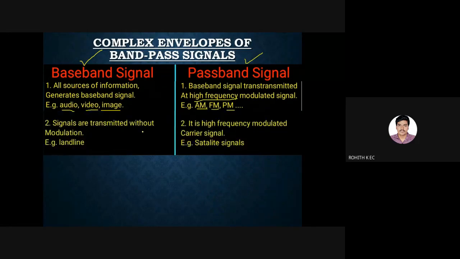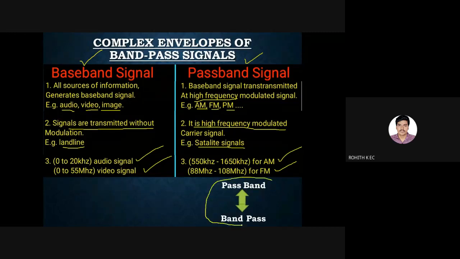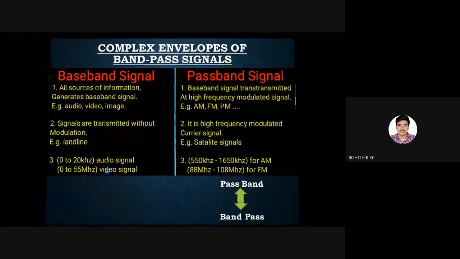In some applications we do transmit the signal without modulation, such as landline, but in most applications we do modulation so that the signal can be transmitted wirelessly for long distance communication, for example satellite signals. The audio signal is in the low frequency range, from 0 to 20 kilohertz. The video signal ranges from 0 to 5.5 megahertz, and under passband we have AM, FM, which are high frequency signals. Therefore, passband is nothing but a high frequency signal, and this passband is also referred to as a bandpass signal.